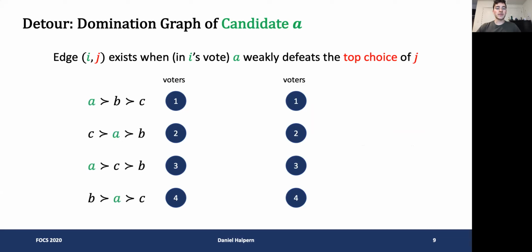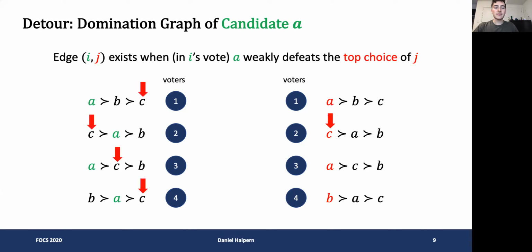So I'll show you how this works by giving you an example. On the left, we have the voters and their rankings, and we look at where candidate A appears. And on the right, we look at the voters and their rankings and look at the top choice of that voter. So let's consider what edges are incident to this voter 2 on the right. How do we do this? Well, we look at the top choice of this voter on the right, and that's this candidate C. And we look where candidate C appears in the rankings of voters on the left.